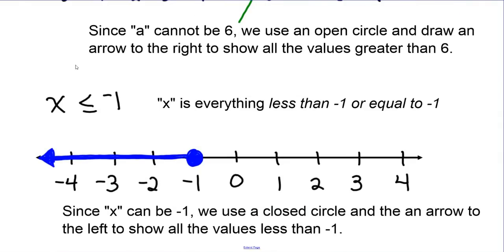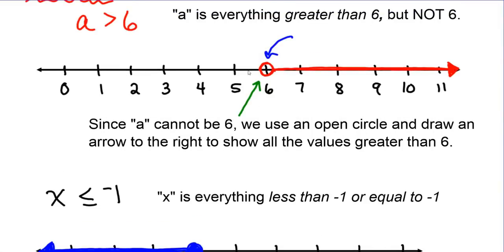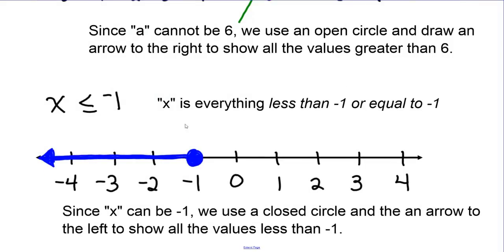Likewise, if we look at this one, x is less than or equal to -1. That means x is everything less than -1 or equal to -1. So since x can be -1, it can be equal to -1, we use a closed circle. And we're going to show an arrow to the left to show all the values less than -1. So a closed circle means that that value or that point on the number line is included as a solution. And then the open circle shows us that it is not included as a possible solution.